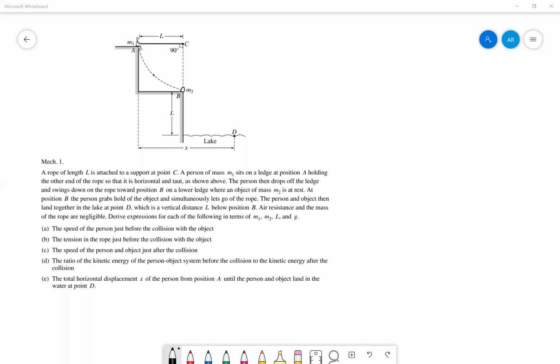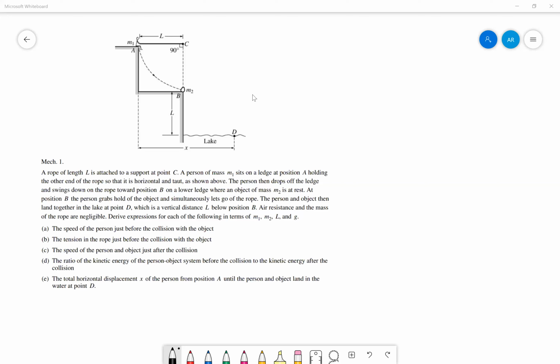So this is the first question that is part of the AP Physics C mechanics exam, and let us read the question carefully. A rope of length L is attached to a support at point C. A person of mass M1 sits on a ledge at position A, holding the other end of the rope so that it is horizontal and taut, as shown above. Taut basically means it's as tight as possible, maximum tension. So it's not loose.